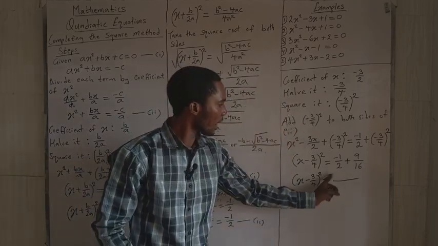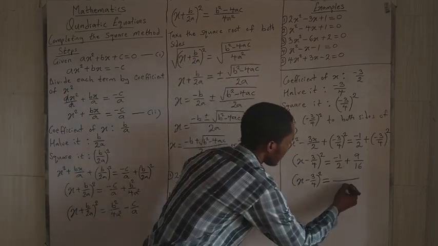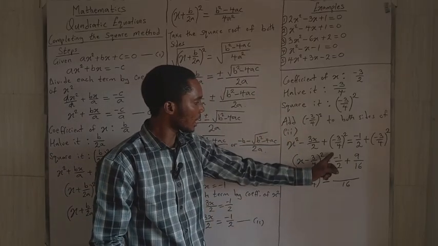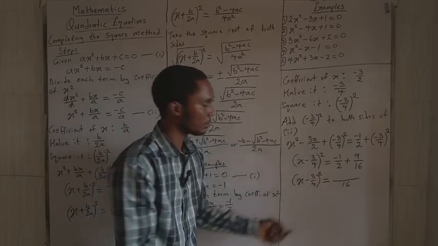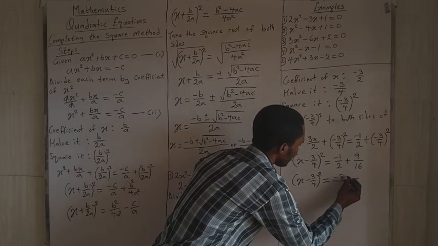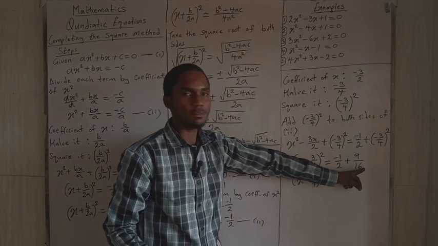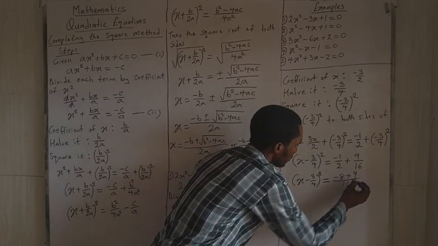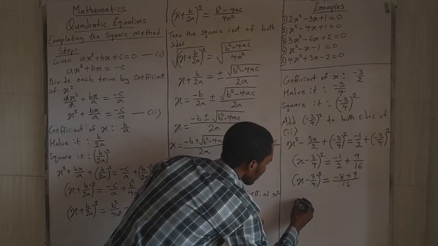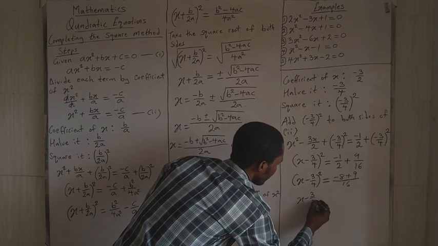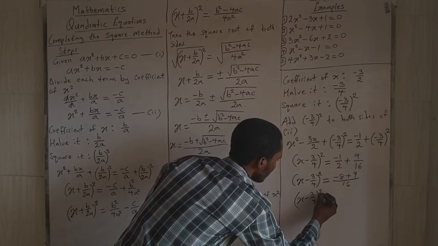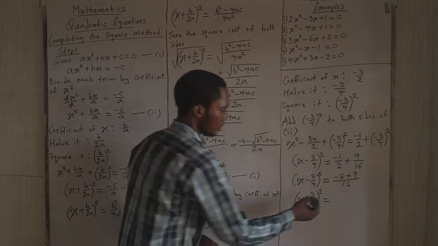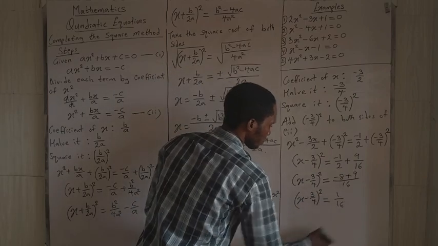The LCM of 2 and 16 is 16. 16 divided by 2 is 8, times minus 1 is minus 8, plus 16 divided by 16 is 1, times 9 is 9. So we have (x minus 3 over 4) squared is equal to minus 8 plus 9. That is 1 over 16.